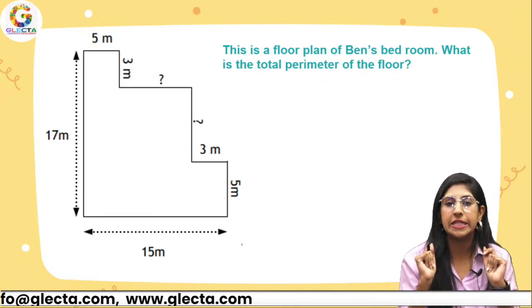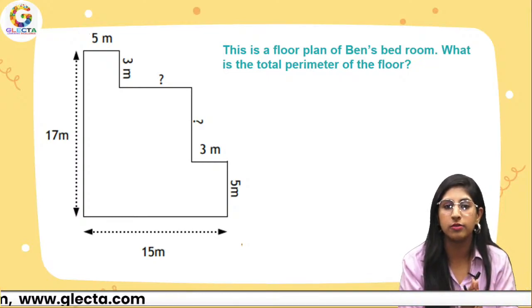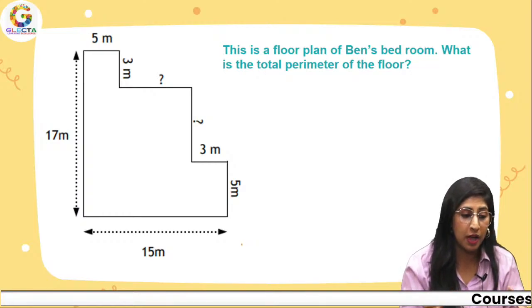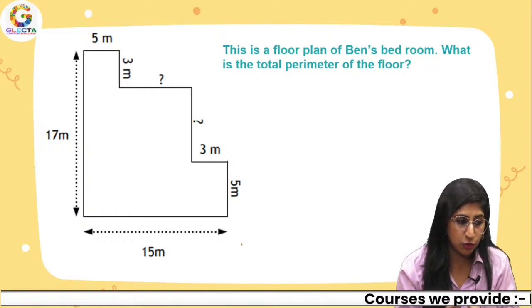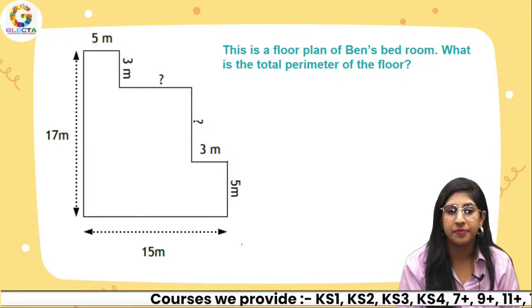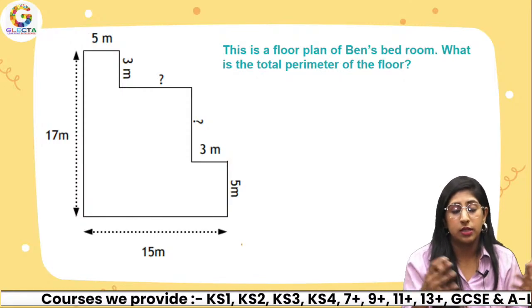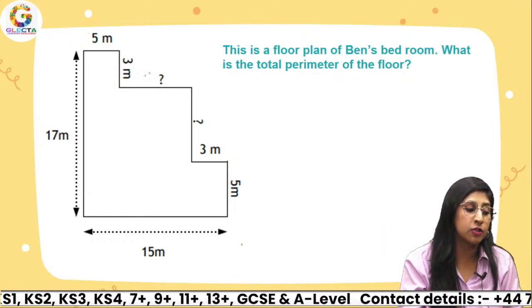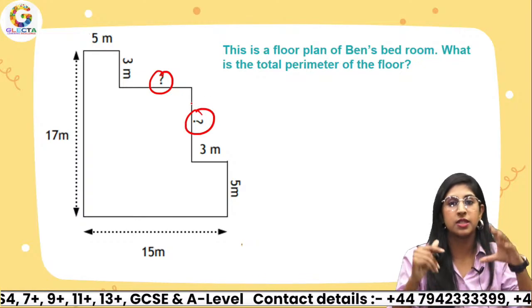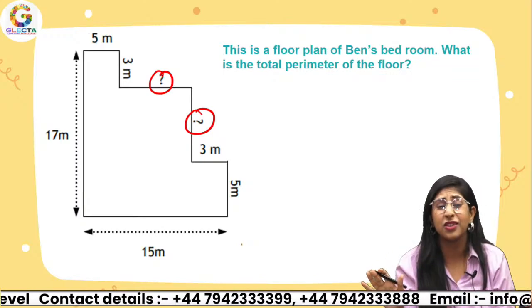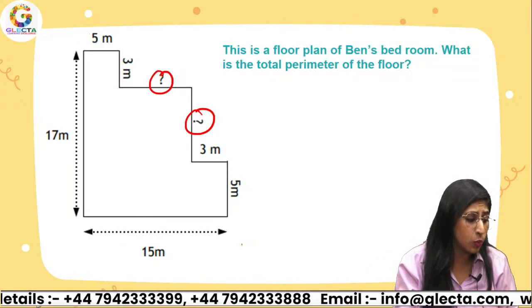Giving you exactly 10 seconds to solve it. Come on, try it out. This is a floor plan of Ben's bedroom. What is the total perimeter of the floor? Now I know, okay, the time is already up. A lot of people would be calculating these question marks, because the figure says question marks, so let's calculate the question marks. You don't need to. Just think of it in one way.